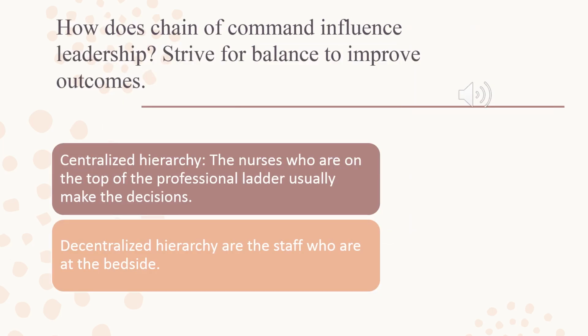And what do we know about the chain of command? How does the chain of command influence leadership? We want to strive for balance to improve outcomes. So centralized hierarchy, the nurses who are on the top of the professional ladder usually make the decisions. This is called centralized hierarchy. Decentralized hierarchy, the staff who are at the bedside.